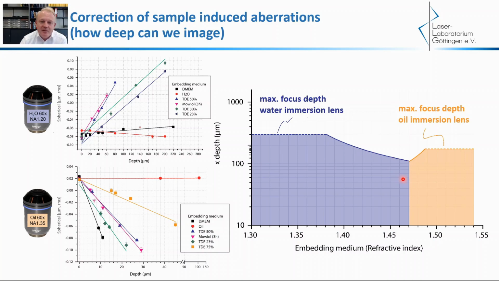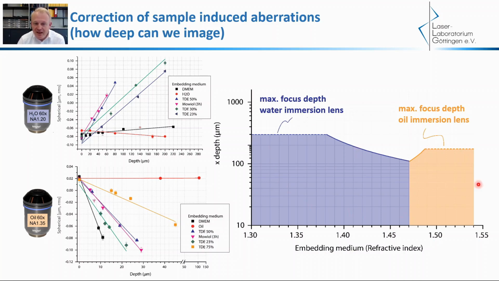And at a certain refractive index mismatch, one would have to switch over from the water lens to the oil lens, and then with the oil lens, again over a large range of refractive indices of the mounting medium, we can image up to the full imaging depth of the lens. And again, if the delta between the refractive index of the immersion medium and the mounting medium gets too large, we still cannot image to the entire depth, but again to something above 100 microns.